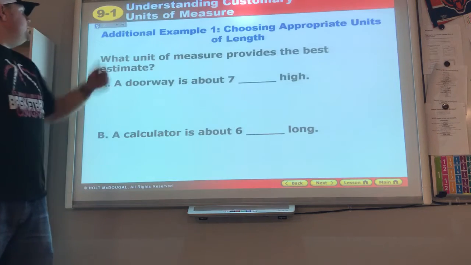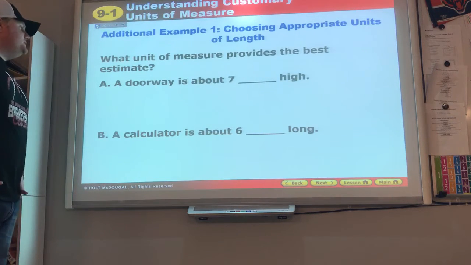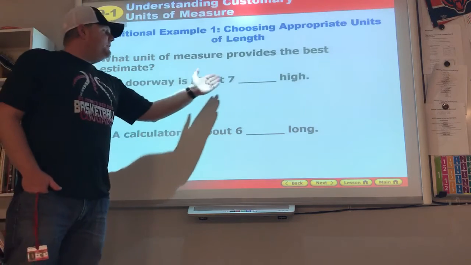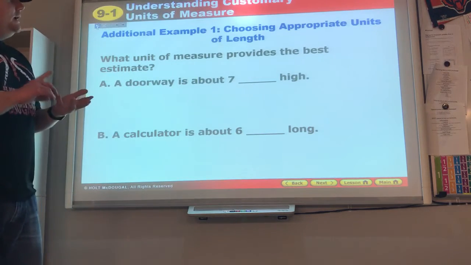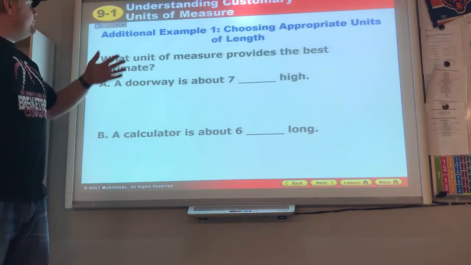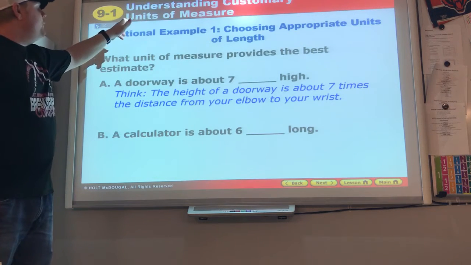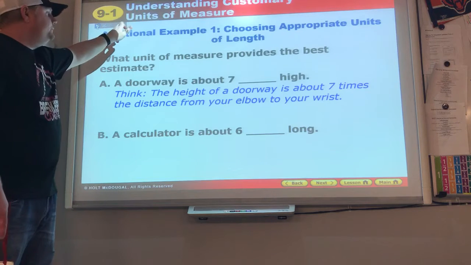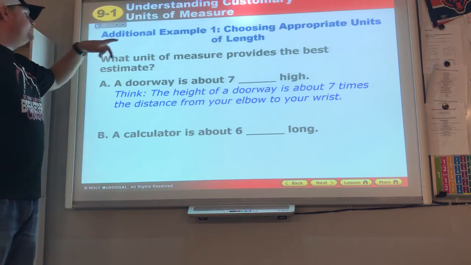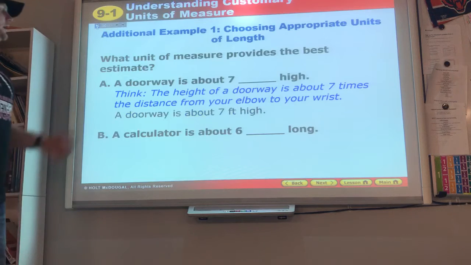All right. So what unit of measure provides the best estimate? A doorway is about 7 inches, feet, yards, miles. Hopefully you can realize 7 feet. Most people fit through the doorway without having to duck. Most people are under 7 feet tall. All right? And you get 7 feet high, or you can think about it their way.